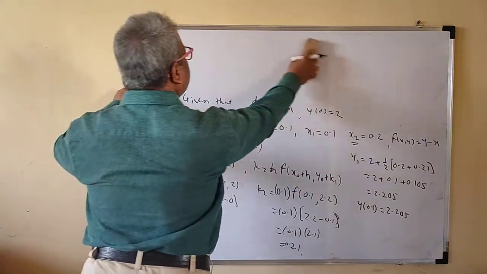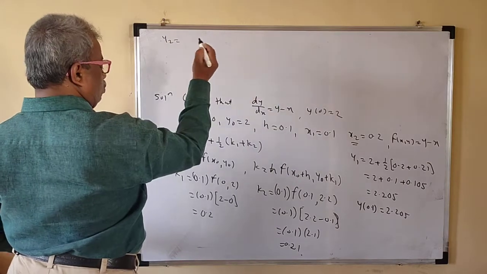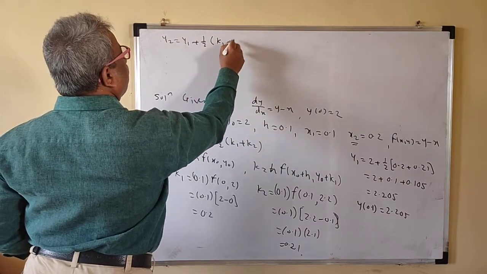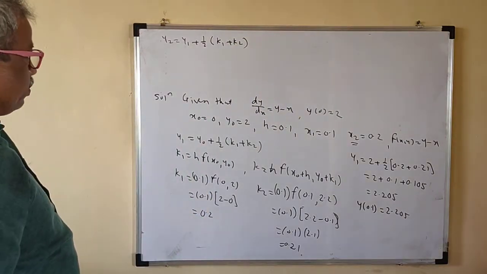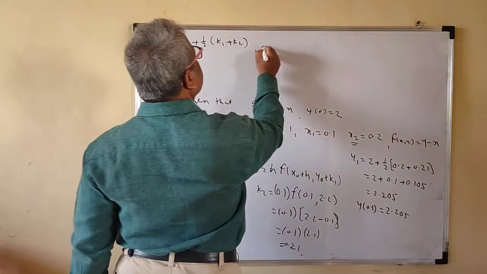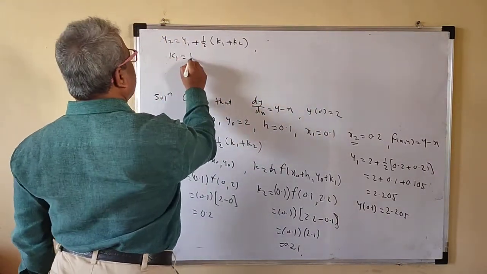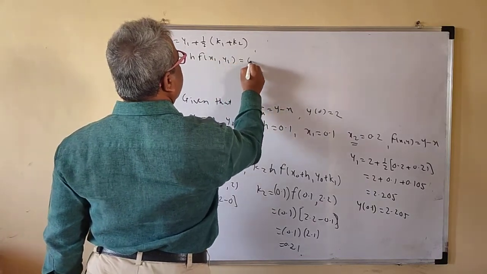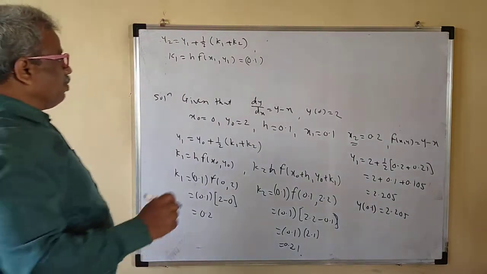Now we have to find y2 also. So y2 is equal to y1 plus 1 half of k1 plus k2. Okay. So now we will write k1 also. k1 is equal to h f of x1, y1. So h is 0.1.